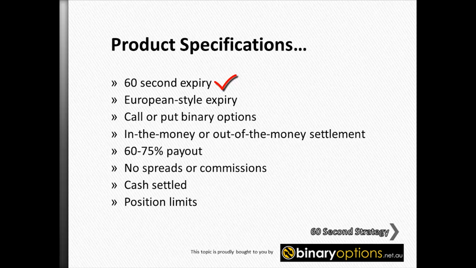The next specification is expiry style. As opposed to American style expiry, which means the option can be exercised at any given time up until expiry, binary options specifies a European style expiry. This means the option can only be exercised at the traded expiry date and time.